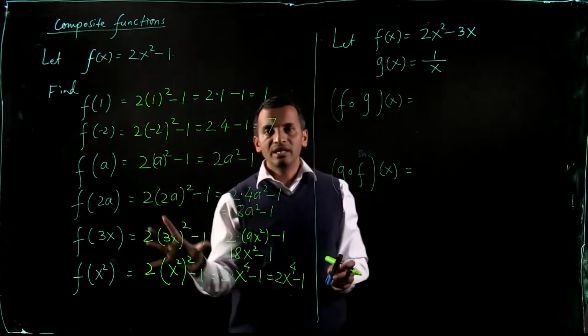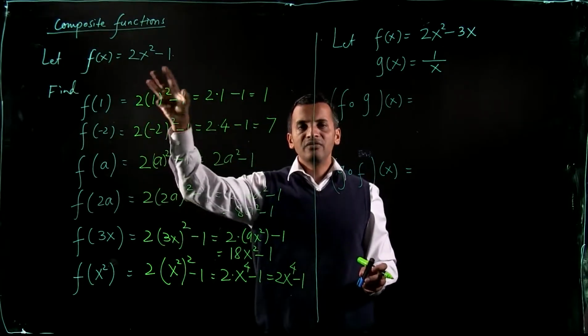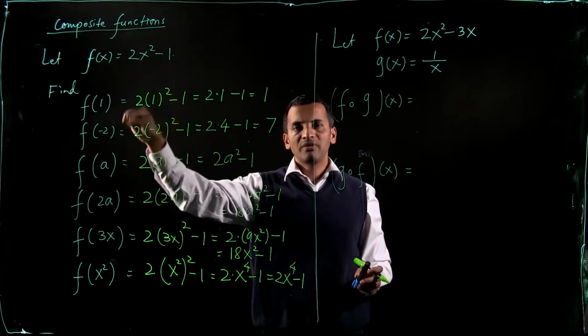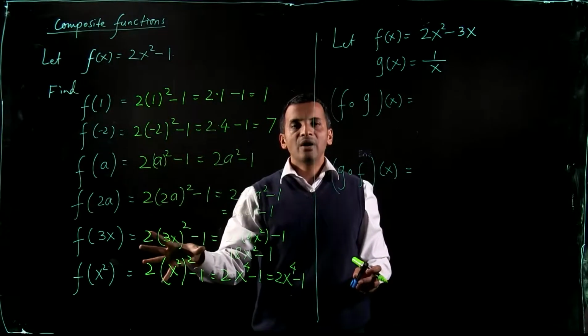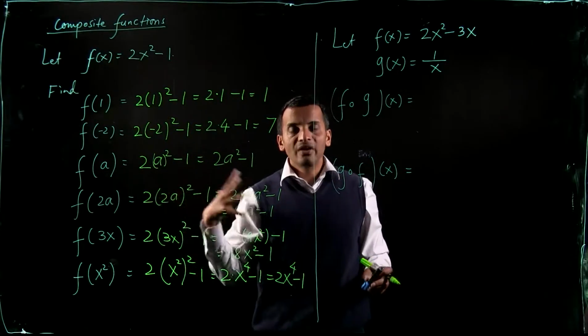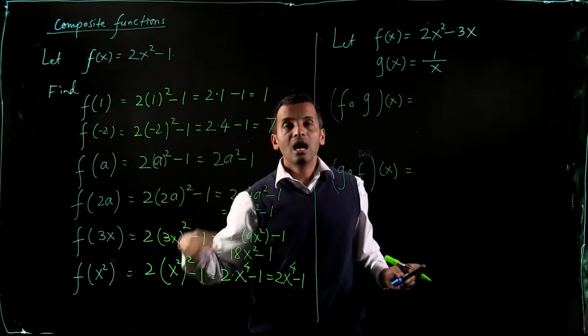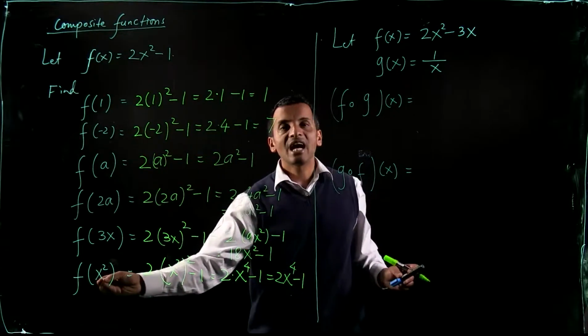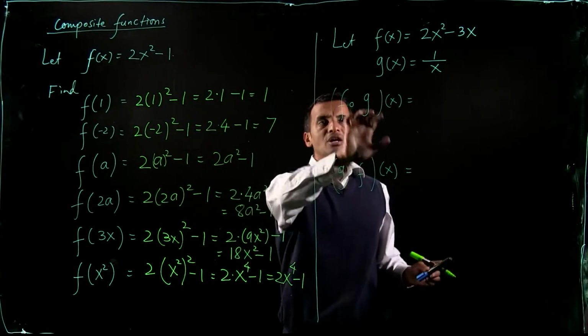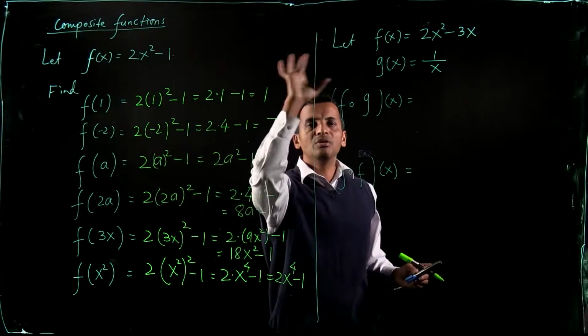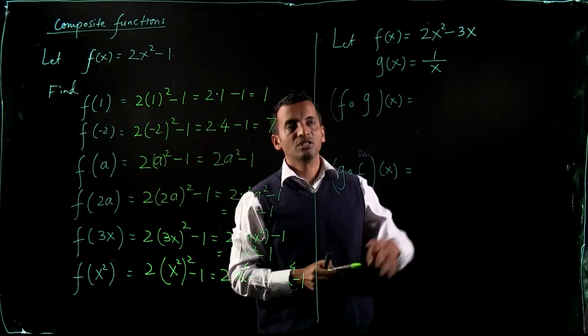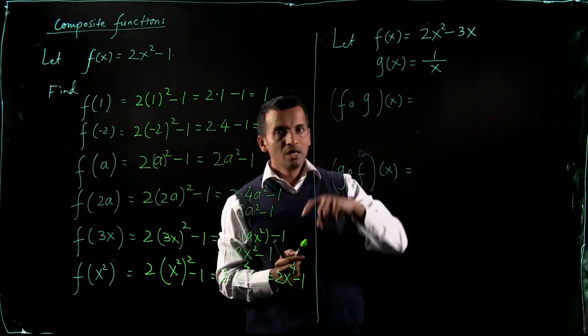So this is what we did in the past: finding the function at a particular value of x. Now, if the particular value of x is itself a function of x, like this or this, then how do we handle that? We just replace that x by x squared. Similarly, we will take another example. We will define the composition of two functions.